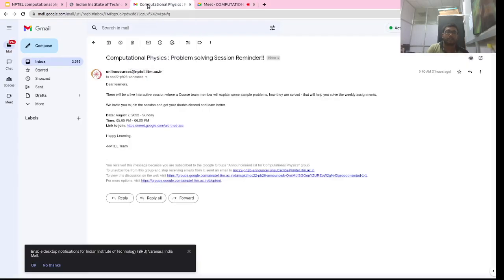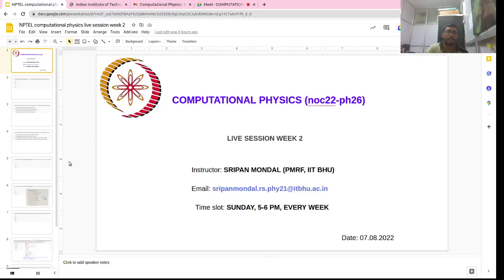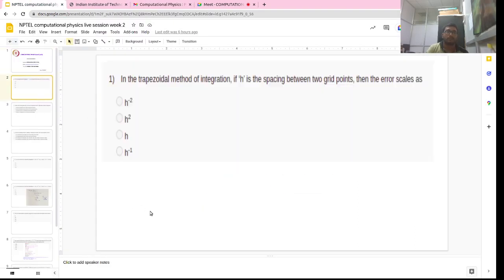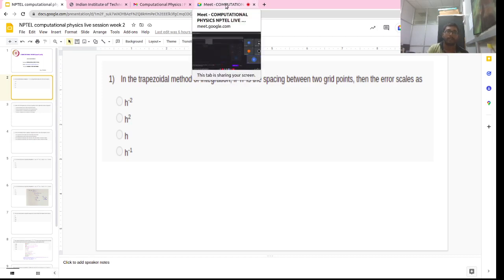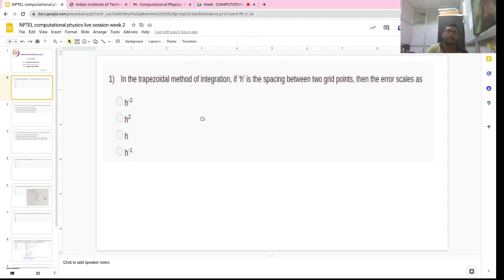So let's start with the first question. I think you guys saw the lectures given by the faculties, right? Did you see the trapezoidal method of integration or not? The second week materials: below a graph we divide it into different parts and then we add it.